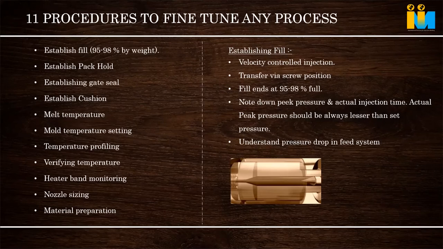This is how it has been done. The next point is establishing cushion. Cushion means what? After injection and holding, some amount of raw material will be left in front of the screw. Why is cushion so important? Because through this material only the pressure given will be transferred through the screw, bush, runner, gate, and to the part.